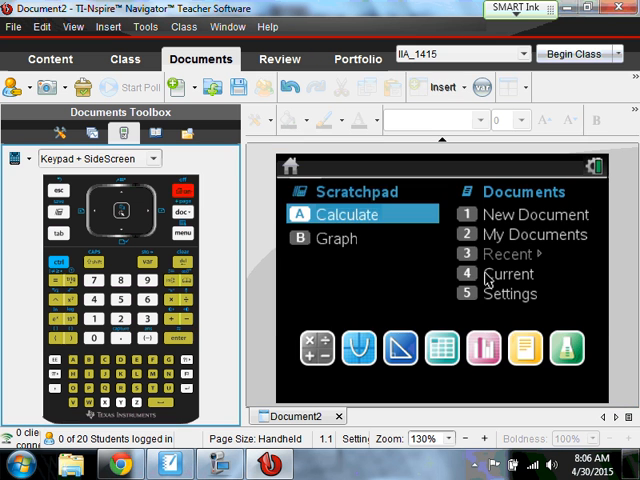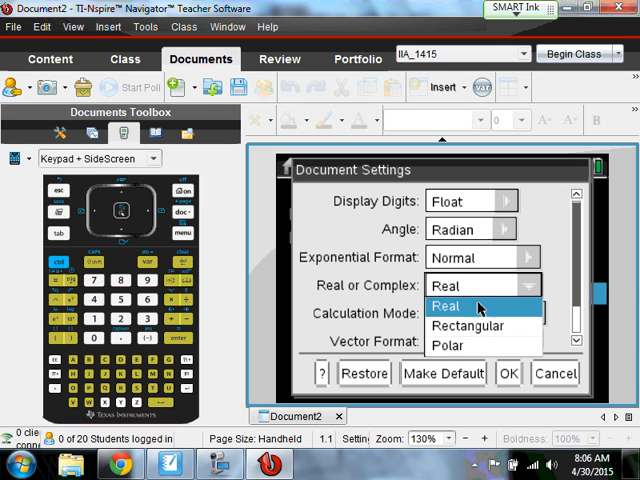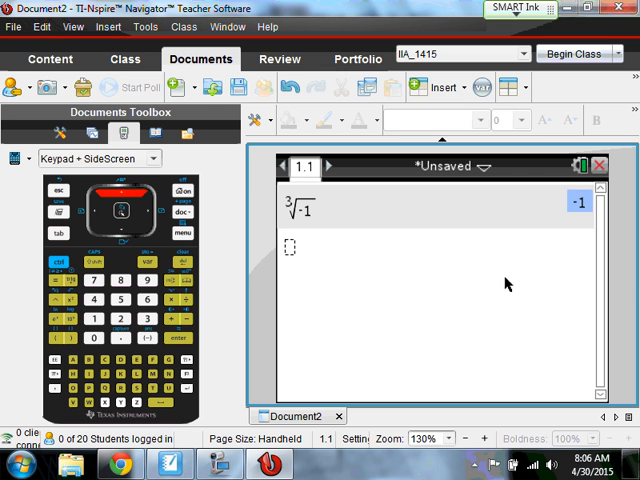Okay? Home, settings, document settings. Let me set it up to handle rectangular, I said. Back to the current. Let's try that again. Do you see how the Nspire just messed that up? It's supposed to be -1. But if the Nspire is set up the wrong way, it's not going to do what it's supposed to.